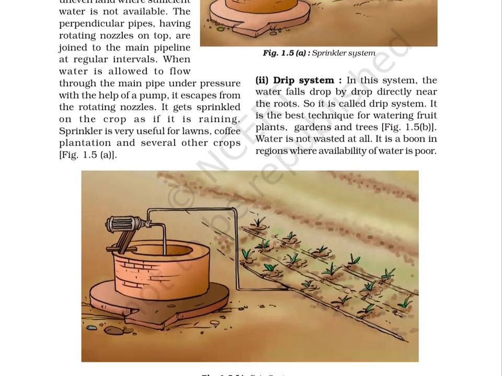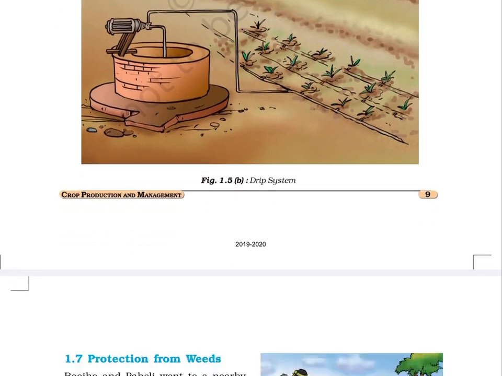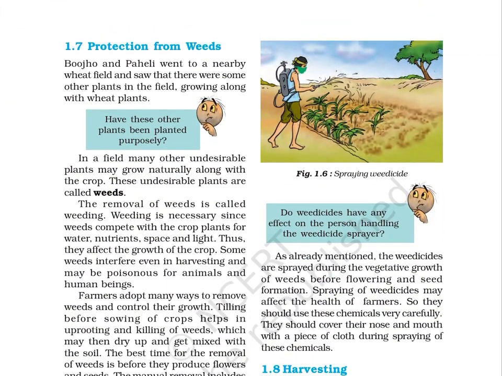Page 10. 1.7 Protection from weeds. Bujo and Paheli went to a nearby wheat field and saw that there were some other plants growing along with wheat in the field. Bujo wondered, have these other plants been planted purposely? In a field, many other undesirable plants may grow naturally along with the crop. These undesirable plants are called weeds. The removal of weeds is called weeding.